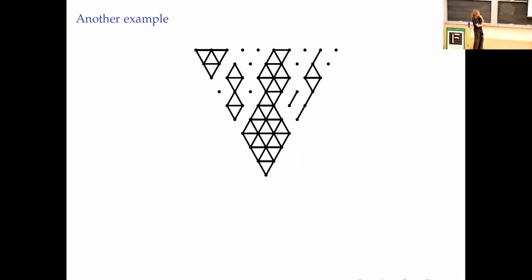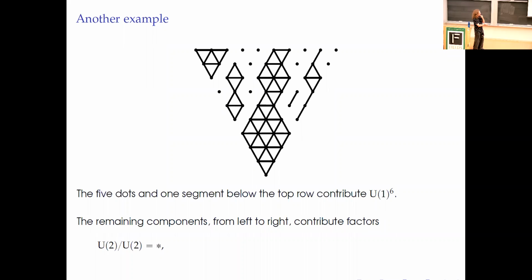Here's another example with more pieces. The five dots and this dash correspond to U1s each. And then the remaining components correspond to nothing. And you can always read off the widths to see what these are going to be. Here's U2 tensor U1, U2. Here's U4 down to 2, up to 3, down to 2. And this one is a U2 mod U1. So you always have descriptions of this form that you can just read off the diagram.